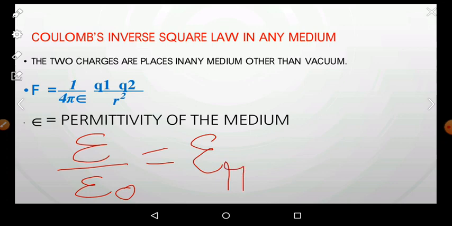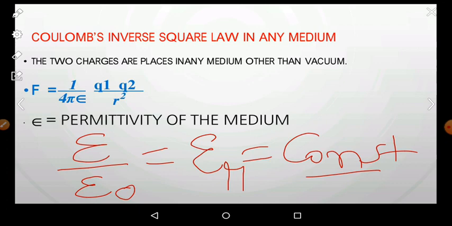We denote it with epsilon with the prefix r here. So this relative permittivity is a constant and it has no units and dimensions, because in this ratio both the values are permittivities. So relative permittivity is very important, and this is also called a dielectric constant. We will discuss this value in the chapter on capacitors.